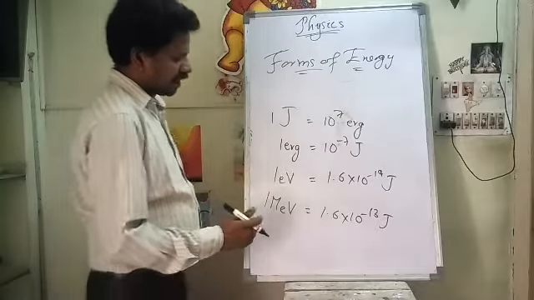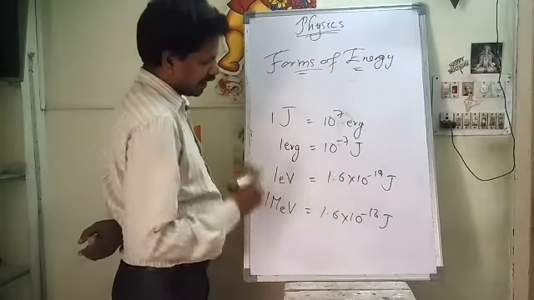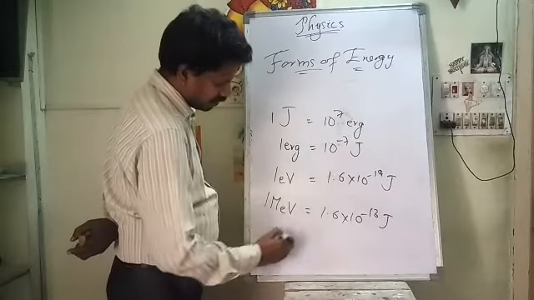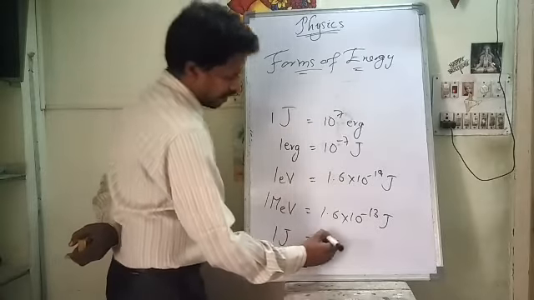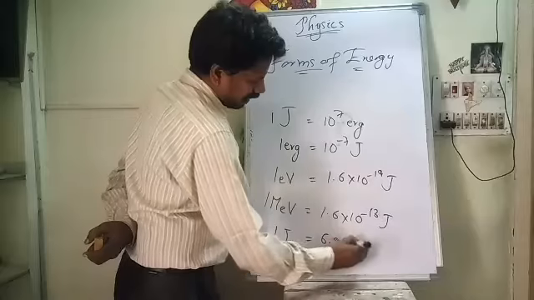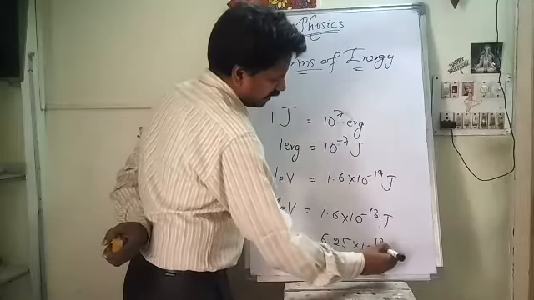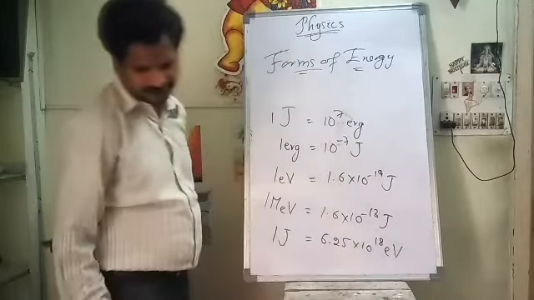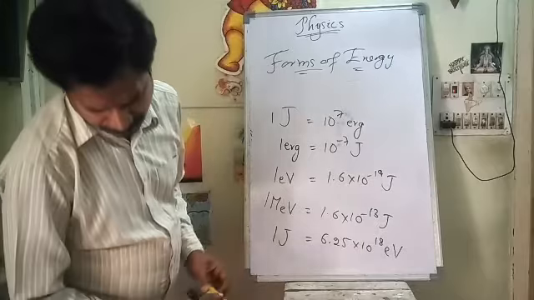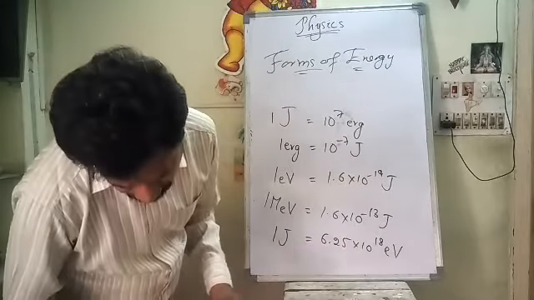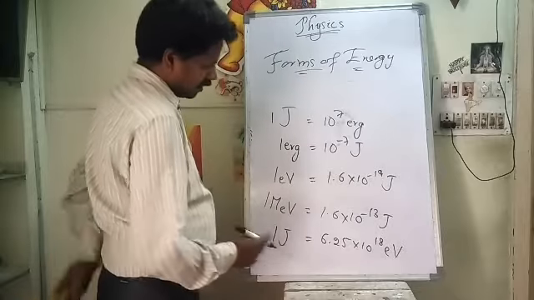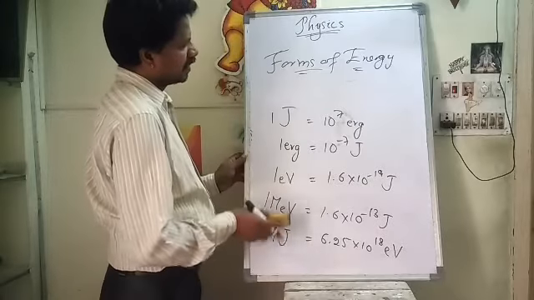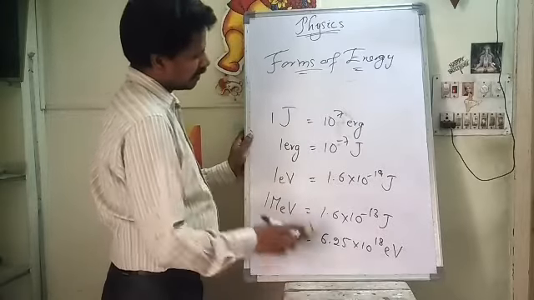Here we can also convert joule to electron volt. 1 joule is how many electron volt? 6.25 into 10 power of 18 electron volt. Remember all of you, this is a concept about work.